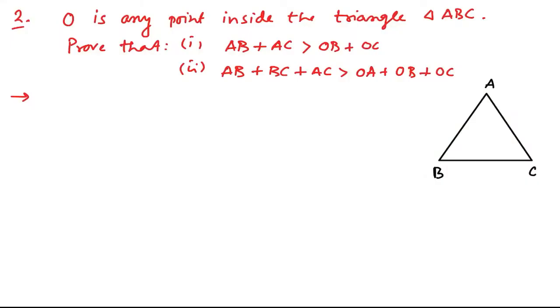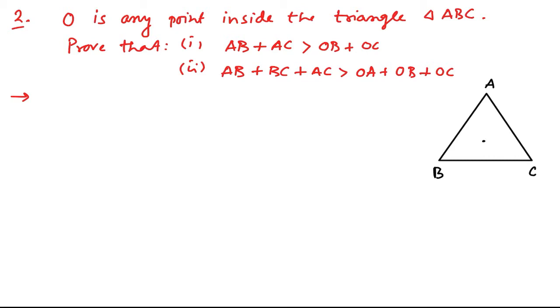Question number 2. O is any point inside the triangle ABC. Inside the triangle ABC, here is O. We have to prove AB plus AC is greater than OB plus OC. First, put a point O.